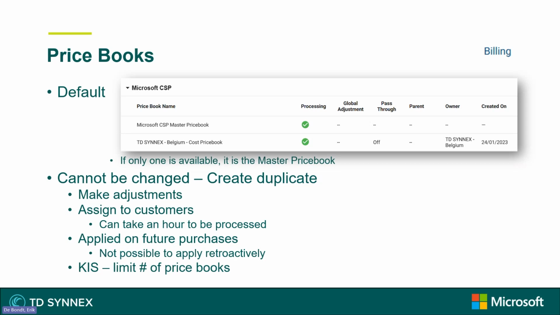Keep it simple. Don't start building 55 price books. 2 or 3 should be sufficient to keep an overview of what price books are live in your system.